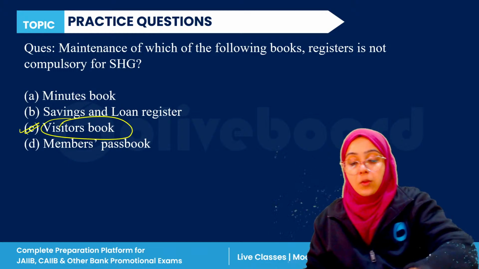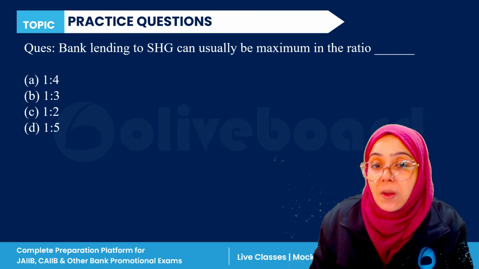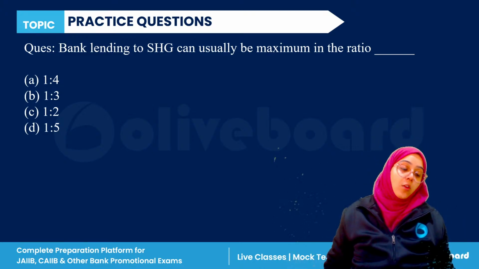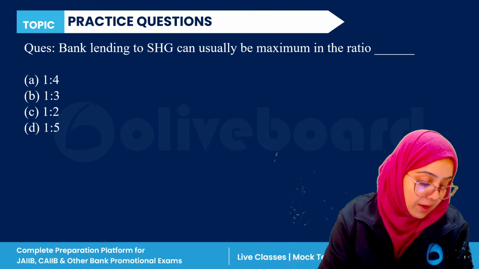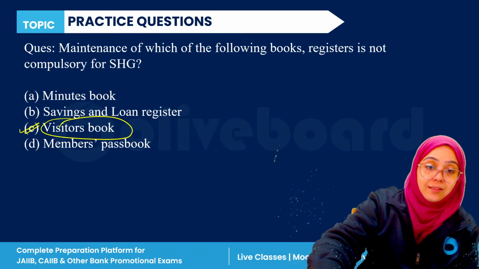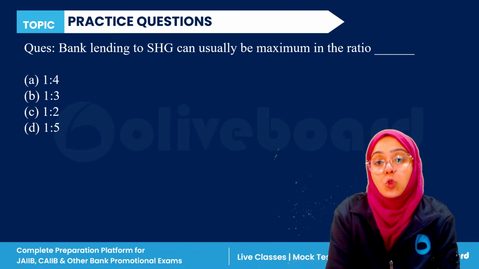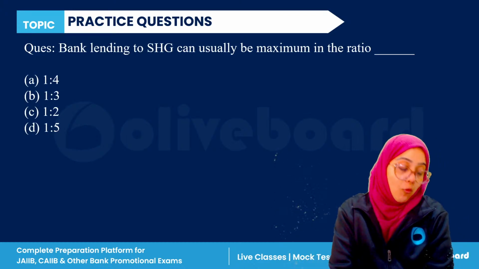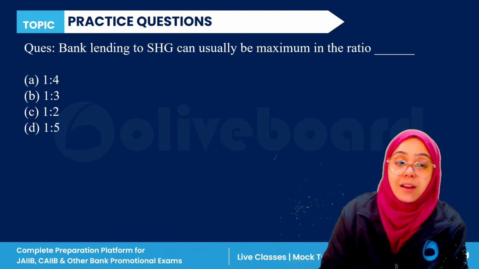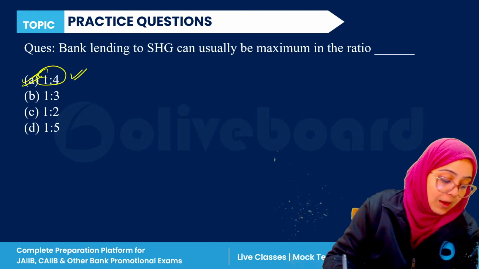Okay, now let's talk about the last question. Bank lending to self-help group can usually be maximum in the ratio of 1 is to 4, 1 is to 3, 1 is to 2, or 1 is to 5. Members passbook is necessary. Yes. So the correct answer is 1 is to 4. Right? A is the correct answer. Okay. Done.